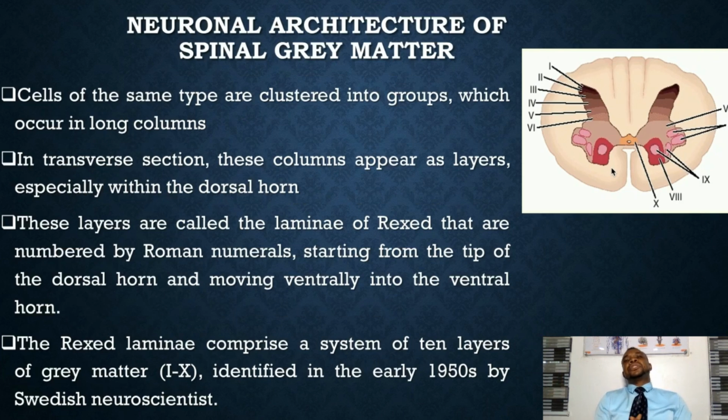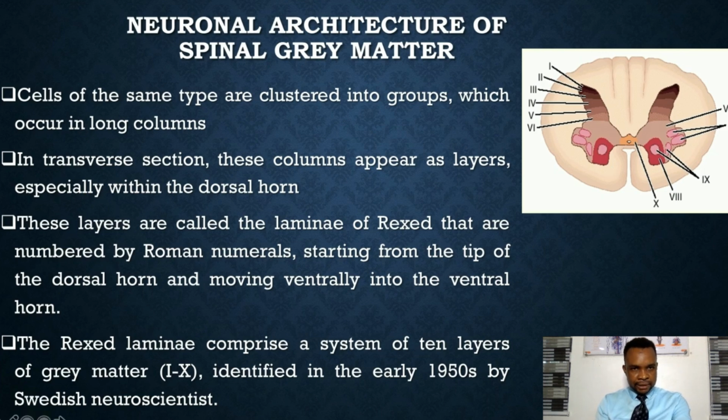It is important to note that if we look at the architecture of the spinal cord, the cells are arranged in different groups and layers called the lamina of the spinal cord. Cells of the same types are clustered into groups which occur in a long column. In transverse section, this column appears as layers, especially within the dorsal horn.